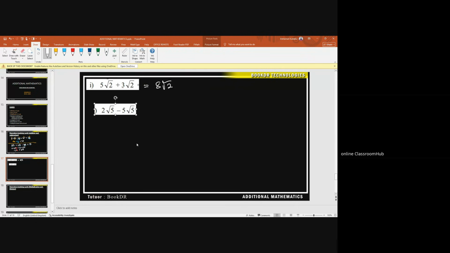2 root 5 minus 5 root 2, 5 root 5. They are like surds, so manipulate the numbers attached to them. So 2 minus 5, that is negative 3. Then you attach the root 5. Then let's look at some examples that will involve simplification. Let's look at this one.